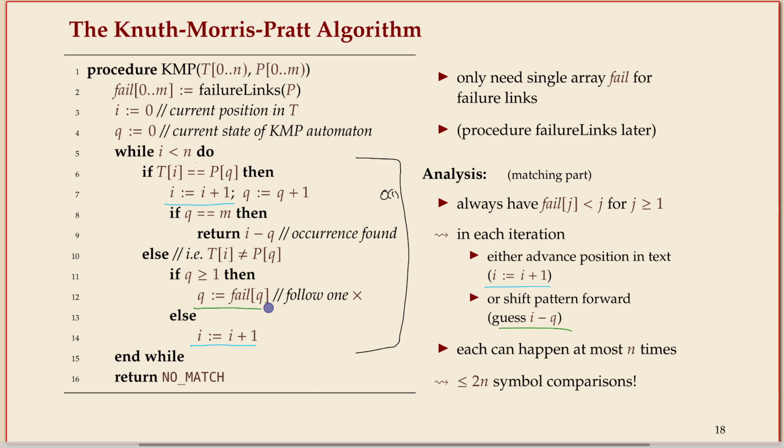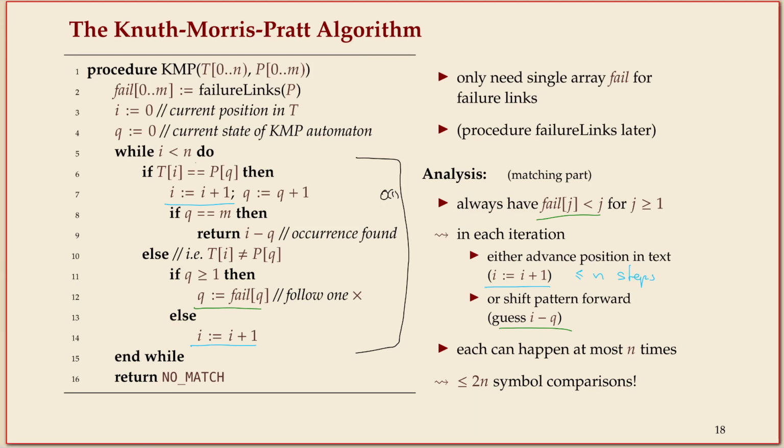And in this case, we use that fail is always strictly less than its argument. So when we're in this case, we make Q strictly smaller, and that makes I minus Q strictly bigger. So in total, we can have at most n of these steps where I gets bigger. I never gets smaller, and it starts at 0, and it is at most n. So we can have at most n steps like this.